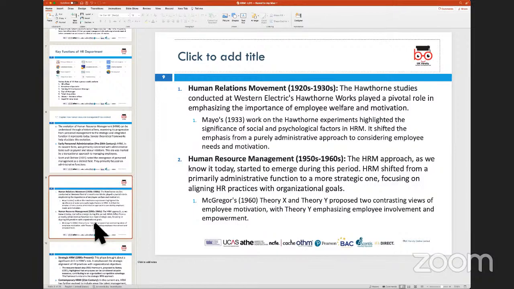Then we see the human relations movement happening. The Hawthorne studies were carried out at Western Electric, and these studies were carried out by different people. They basically examined whether, if you put men and women together within factories, efficiency increases, and whether the people or labor working within factories feel more comfortable.